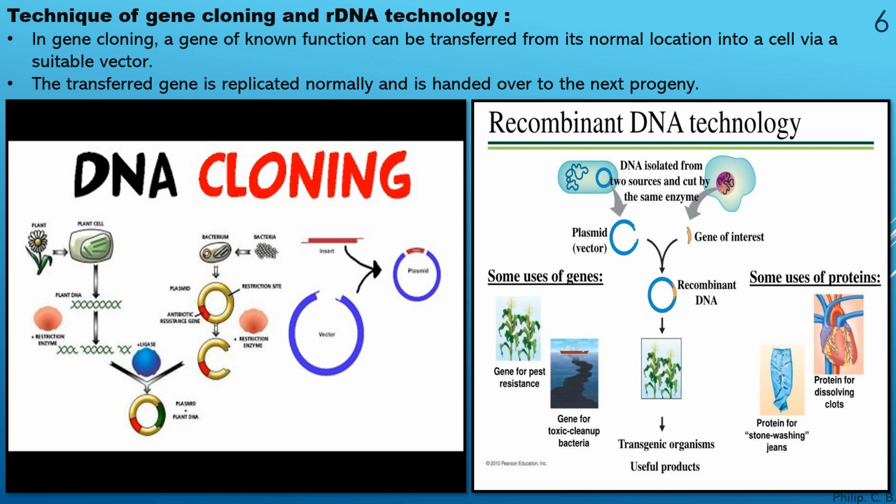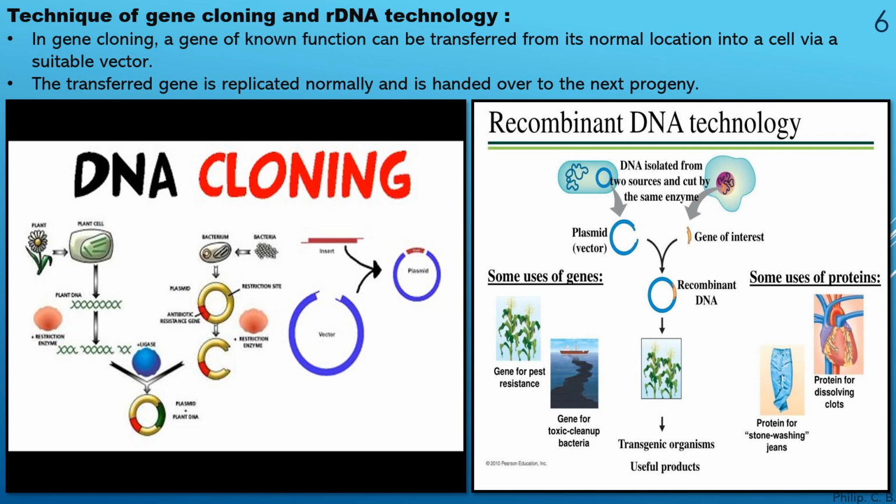Then some of the uses of genes, how it is inserted into a recombinant DNA, and then it can be used in a transgenic organism for gene for toxic cleaning bacteria, gene for pest resistance, or protein to stonewash the gene, or protein for dissolving the clots, or some uses in proteins. Also towards the left side you can see how the DNA cloning is carried out. You can remove the particular gene from the plant, and then the DNA structure can be cloned, or it can be inserted into a plasmid and a recombinant is formed.